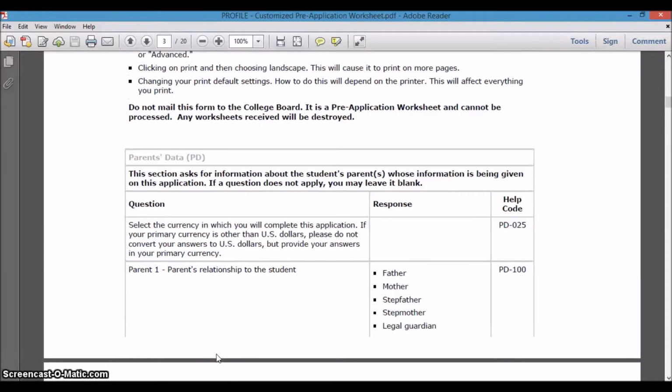This just asks you to select the currency in which you're going to complete the CSS profile. In your case, it's going to be the Ethiopian birr, so make sure that you select Ethiopian birr next to this question. After that, you're going to be asked to fill out both of your parents' data. So there's the section that says parent 1 and parent 2. It doesn't matter how you fill it out. You can have your mother come first or your father, doesn't matter. Just make sure that you write your father's name and then you select that person is your father.